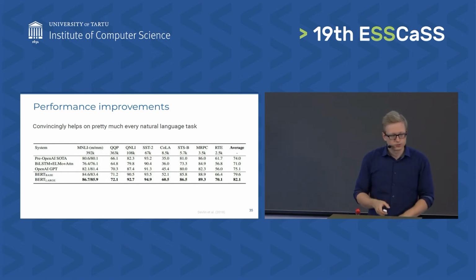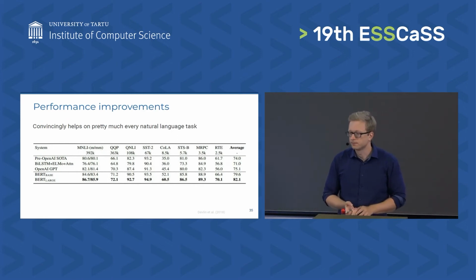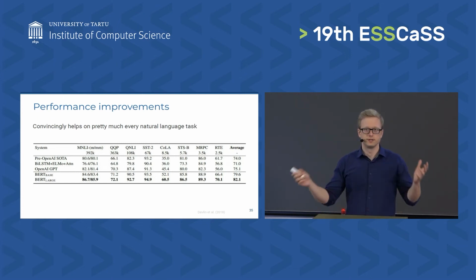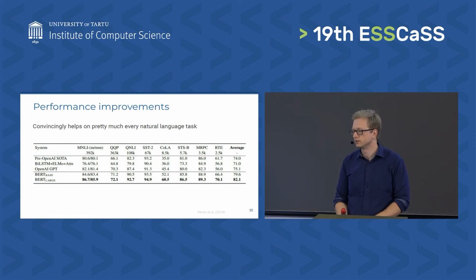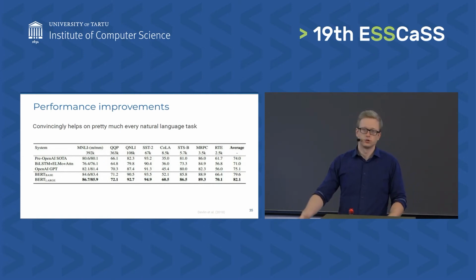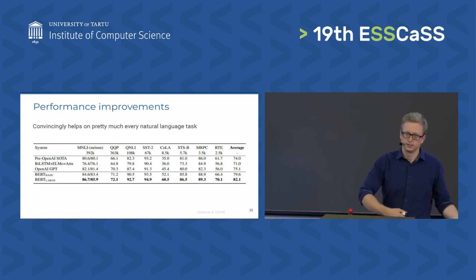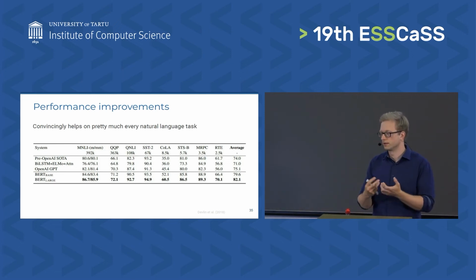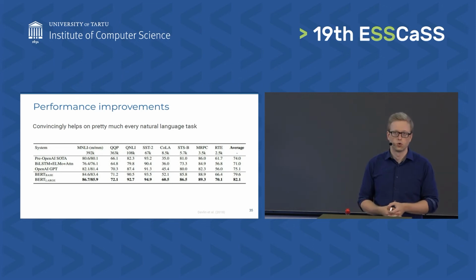And this works really well. We can get convincing performance improvements on pretty much every natural language processing task by using these types of models. So here's just the results table from the original BERT paper, where each column is a different data set. They report the previous state-of-the-art results, and by including the BERT model into the architecture, they showed convincing and large improvements on all of the benchmarks.